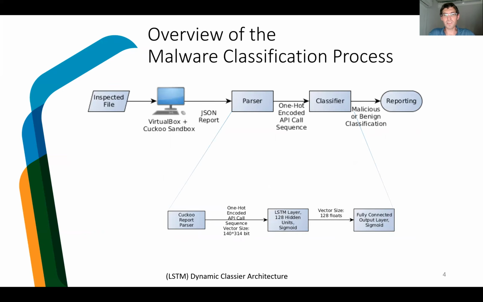The overview of the malware classification process is as follows. First of all, we are running a dynamic analysis of the file, and therefore we are running it inside a virtual machine. We used VirtualBox, and we're using Cuckoo Sandbox to monitor the API calls of the process being run. This generates a JSON report, and the JSON report is parsed by a parser that we have developed. From this parser, we get a one-hot encoded API call sequence, which is used as the vector for the classifier. The classifier reports whether this sequence is malicious or benign.